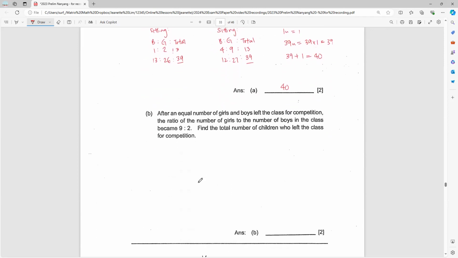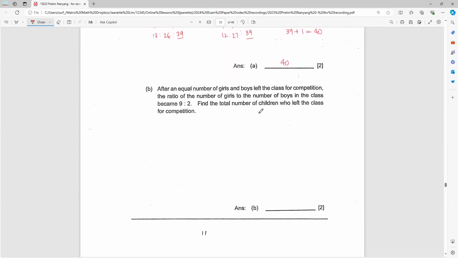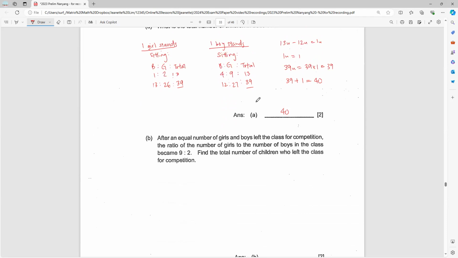Part B, after an equal number of girls and boys left for competition, the ratio of girls to boys became 9:2. So find the total number of children who left the class for competition. Now from part A, we know that there are 40 in total. But how many girls and how many boys at first? So let's do before, change, after.